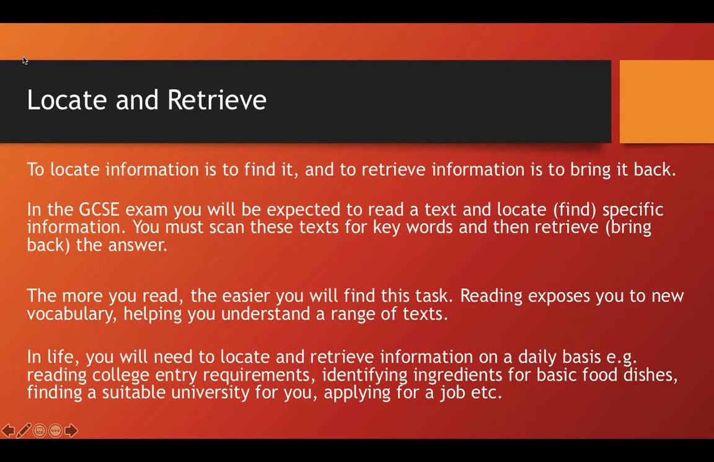Now, most of these texts you won't have seen before. Some might be familiar to you, but others won't. So it's important that we read a range so that we get used to them. In life, you'll need to locate and retrieve information on a daily basis. You might have to read extracts for college entry requirements to know what you need in order to get into college. You might be identifying ingredients for basic food dishes, or finding a suitable university for you in the future. Or maybe you might decide to leave school and go straight into work. Well, in order to know what you need to do for that job, you'll need your location and retrieval skills.